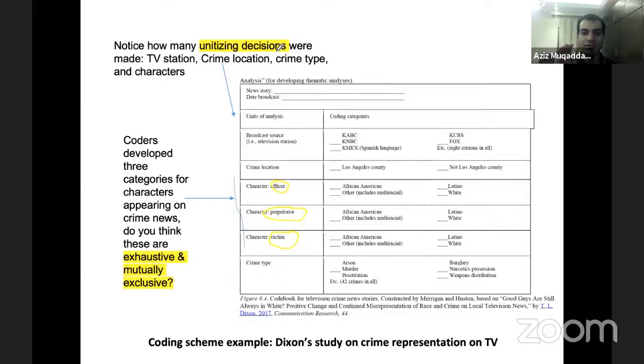Police, offender. Yes, unless the policeman is the offender. Right. Okay. Unless the policeman is the offender, but then, right, then it would be, yeah. Are they exhaustive though? Are they exhaustive? Are there other characters in a crime scene that may not fall into any of these three categories?